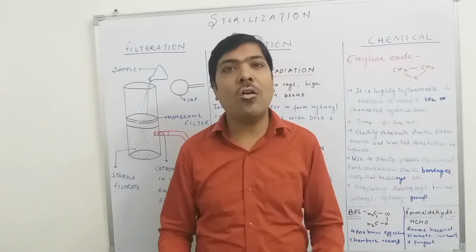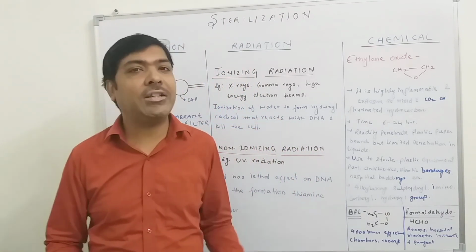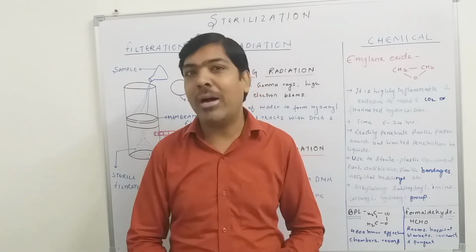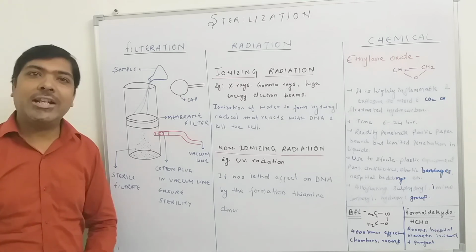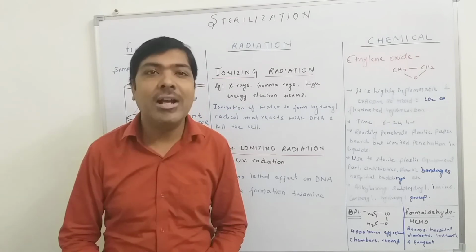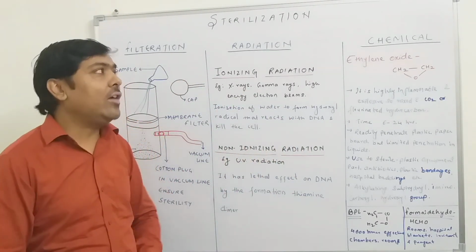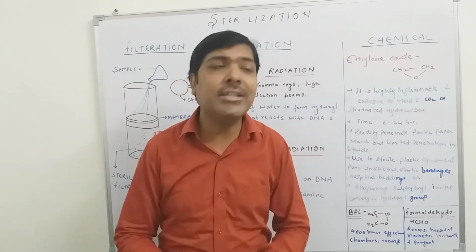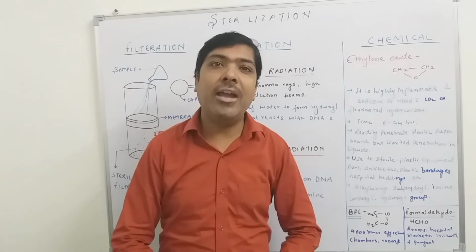So coming to the summary of today's video lecture. In today's lecture we have discussed various other methods of sterilization, because in the last video we already covered sterilization by heat. Today we have covered the mechanical method of sterilization, that is the filtration method. Then we have covered sterilization using radiation, that is ionizing radiation and non-ionizing radiation. And we have also covered the chemical method of sterilization using different gases, especially ethylene oxide, BPL, that is beta propionolactone, and formaldehyde.